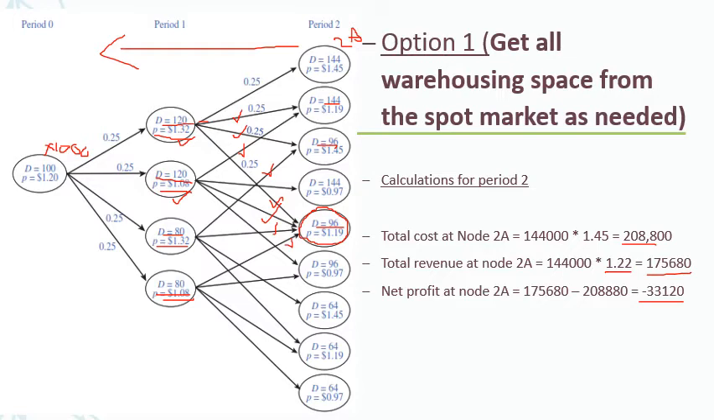Now calculate similarly the profit at each of the nodes. For example, at 2B, how much would it be? Follow the same steps. What is the demand? 1,44,000 multiplied by 1.45. That is the total cost. What is the total revenue? Same procedure: 1,44,000 into 1.22. It remains the same, so finally I get the same profit. All these things have to be transferred onto a table format.